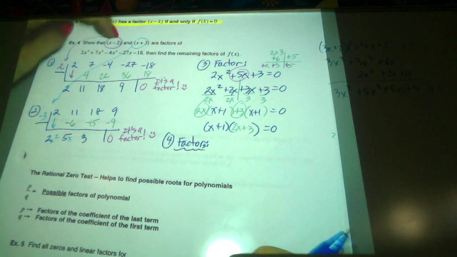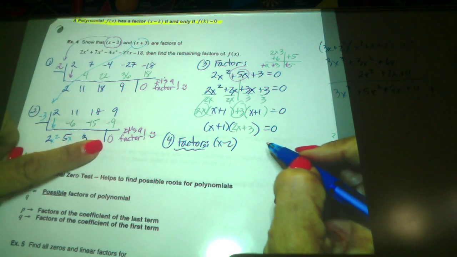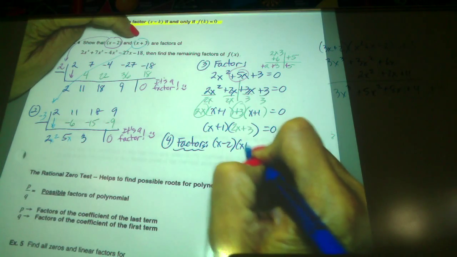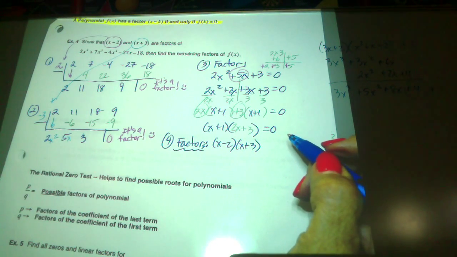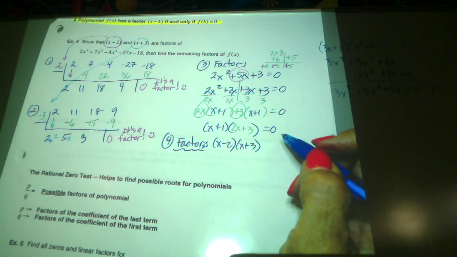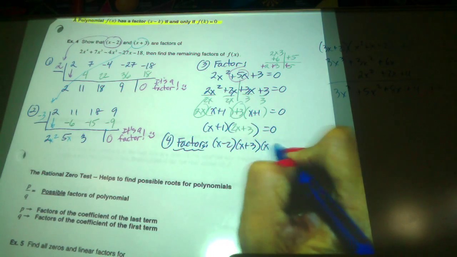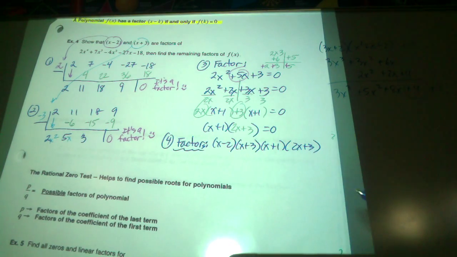This is 1, which is your x minus 2. This is the second one, which is your x plus 3. And then these are your last two, because this is a polynomial to what degree? To the 4th degree. So how many factors should I have? 4 factors. And so these give me my other 2 factors. So there's all 4 of my factors.